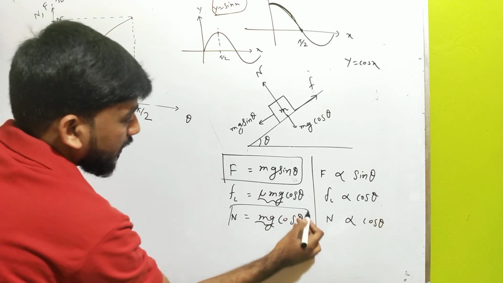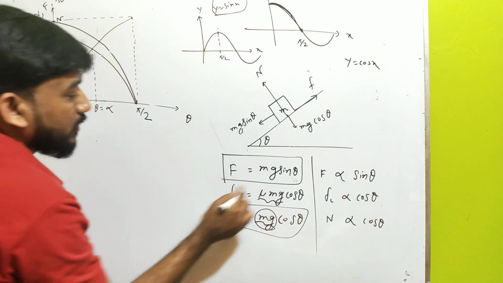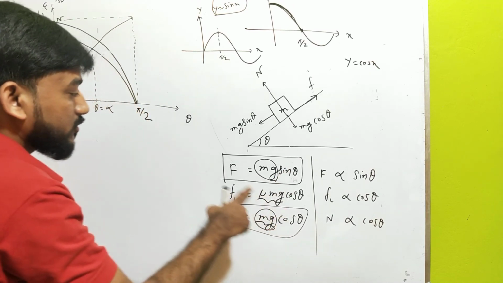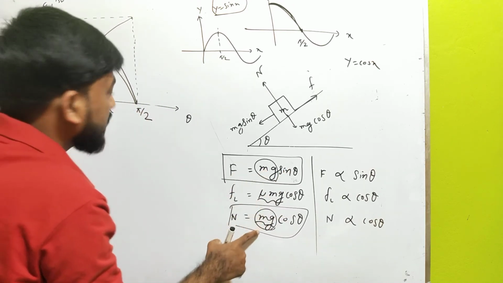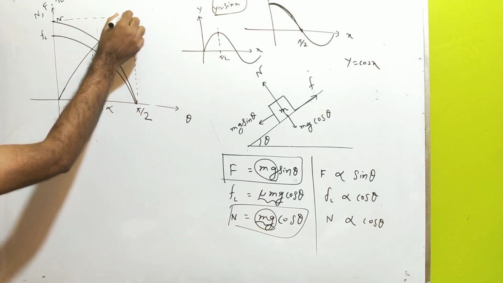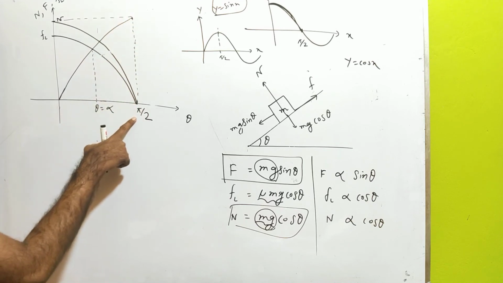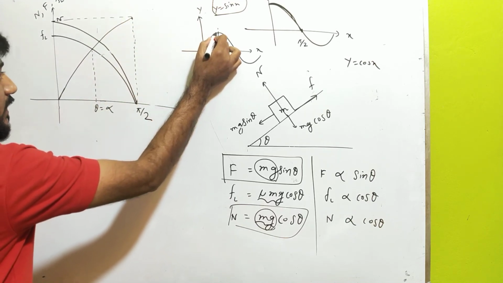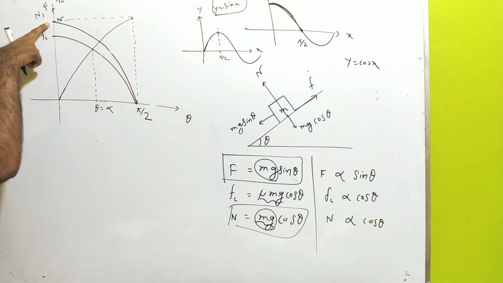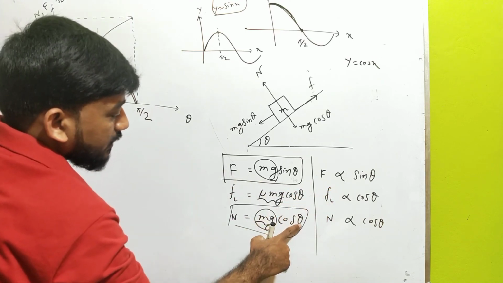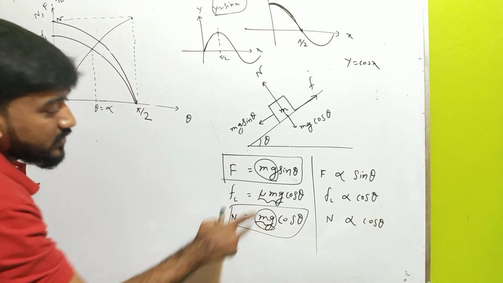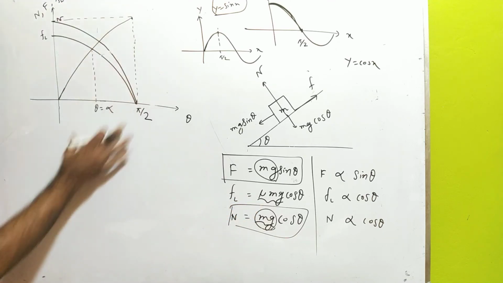Because you know the maximum value of N here is mg, and the maximum value of f here is also mg, because the maximum value of sin theta is 1 and the maximum value of cos theta is also 1. So the maximum value of f and N will be the same, that is mg. So it has to touch this point, because at this point theta is equal to pi by 2 and sin will have its maximum value. And obviously the N graph will start from here, because at theta is equal to 0, you can see N is equal to mg, and obviously FL will be less than that, because mu is less than 1. So this is the graph.